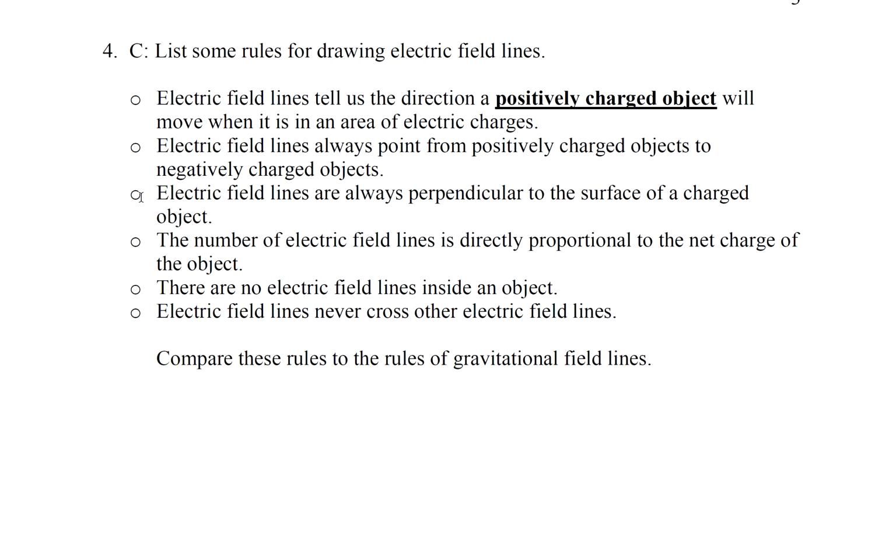Question 4. List some rules for drawing electric field lines. So electric field lines tell us the direction a positively charged object will move when it is in an area of electric charge. So electric field lines always point from positively charged objects to negatively charged objects. Electric field lines are always perpendicular to the surface of a charged object. The number of electric field lines is directly proportional to the net charge of the object, and there are no electric field lines inside an object. Electric field lines never cross other electric field lines. You should compare these rules to the rules of gravitational field lines from an earlier worksheet.